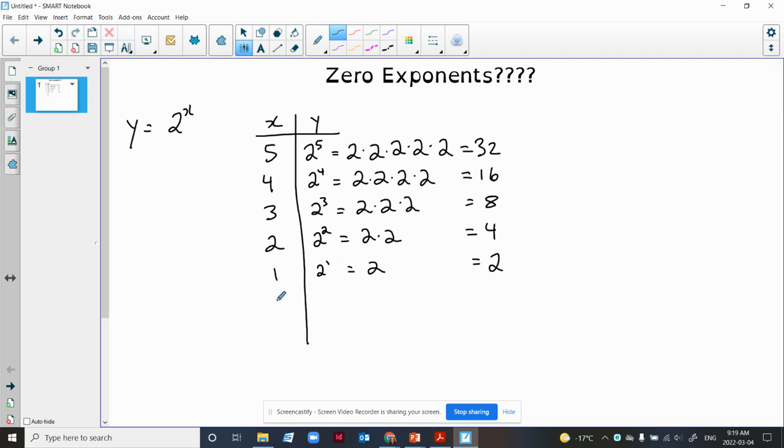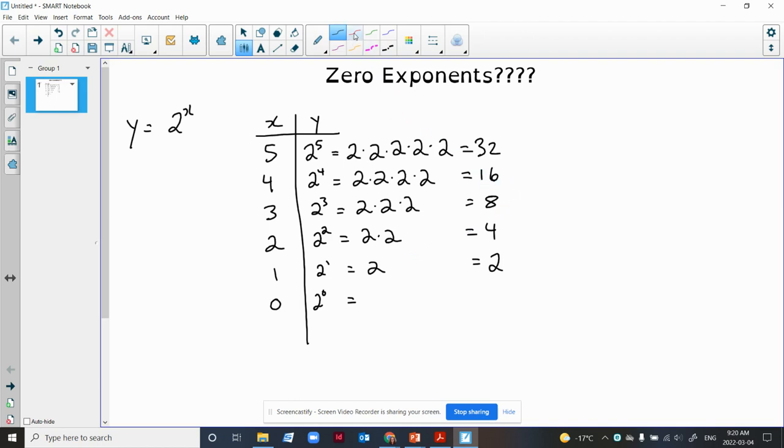Now the next one we want is x to the 0. So then we have 2 to the 0, but it's like, what? What do we even put there? If we have 2 to the 0, we don't have any 2s. So how do we even do that with our multiplication? That doesn't make any sense.